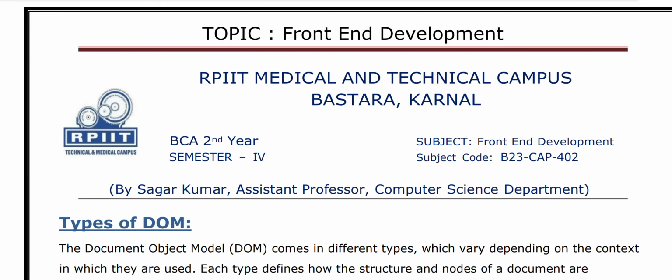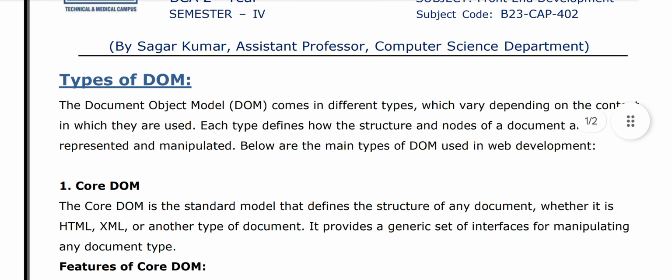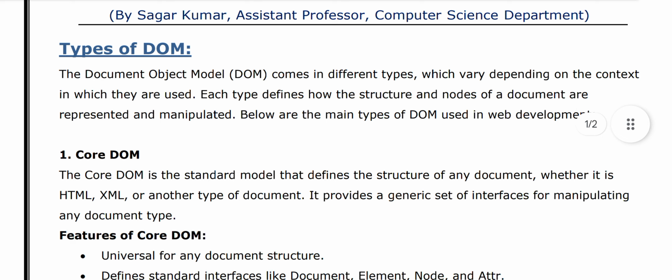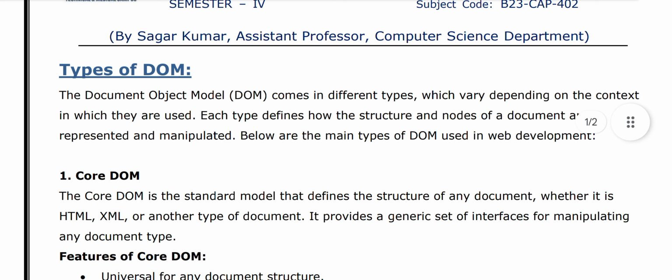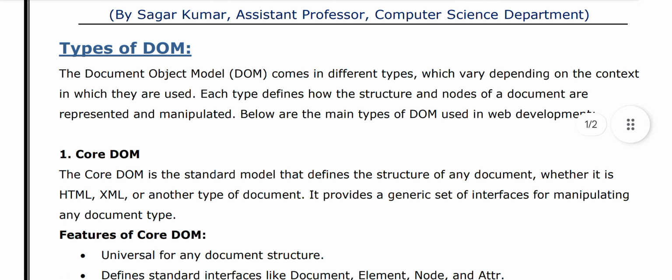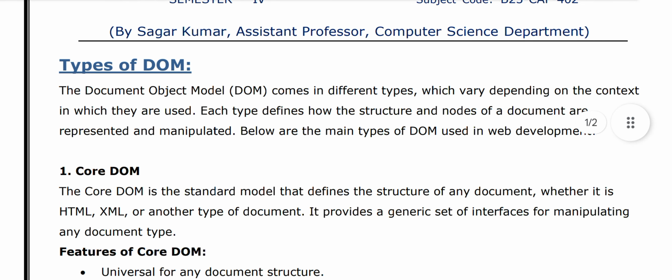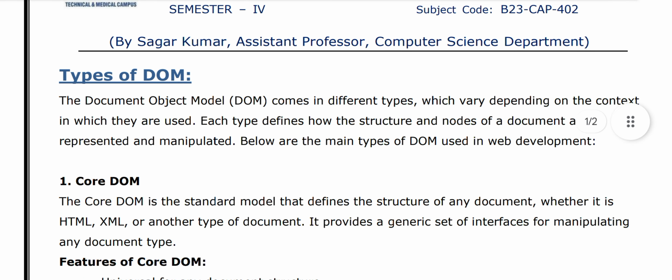So today we are discussing types of DOM. As we discussed in our previous video, DOM stands for Document Object Model. So now we will discuss their types. There are basically four different types of DOM. Let's start from their definition.